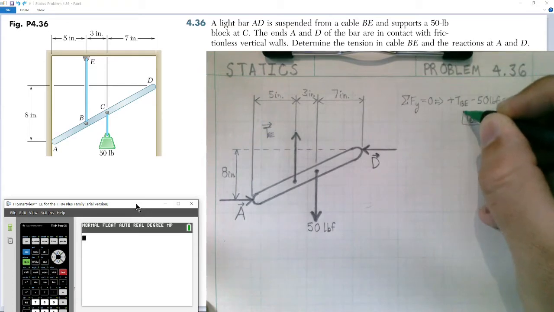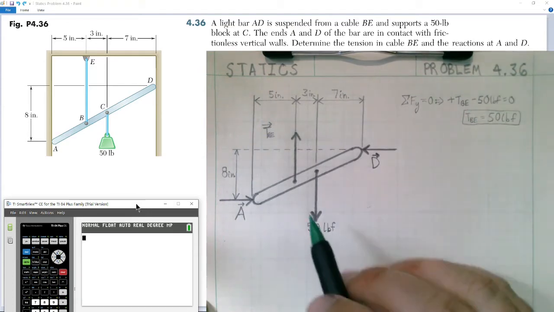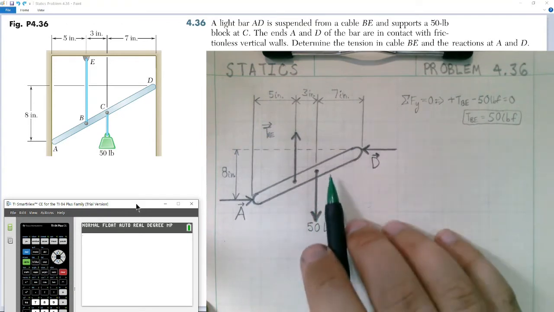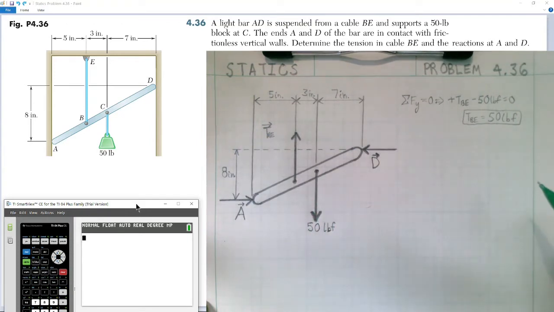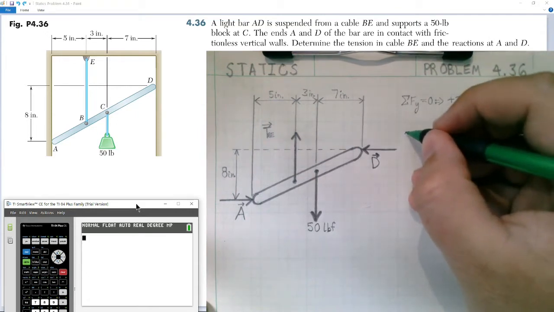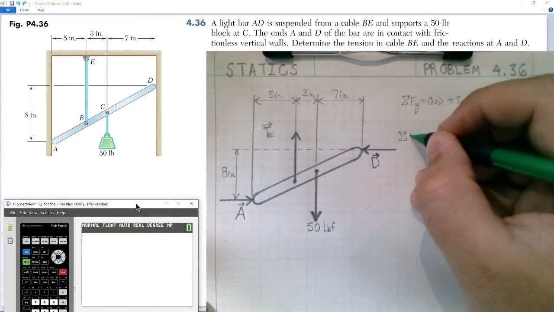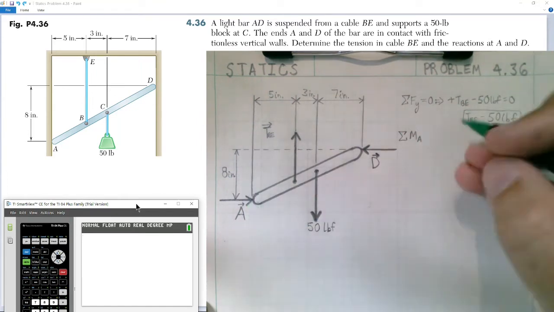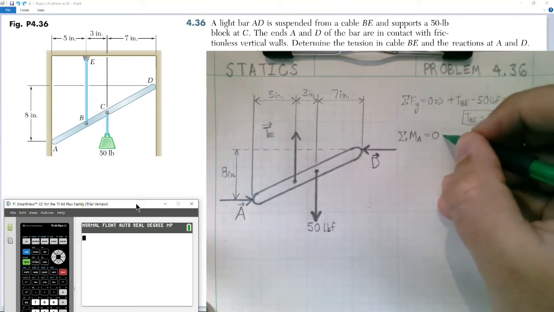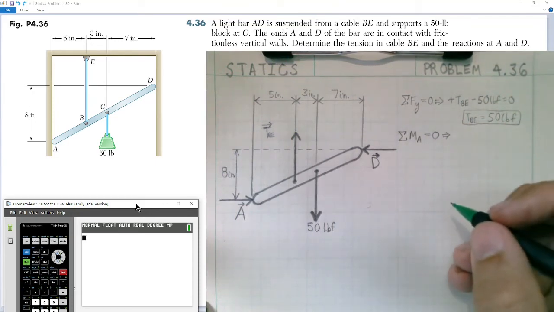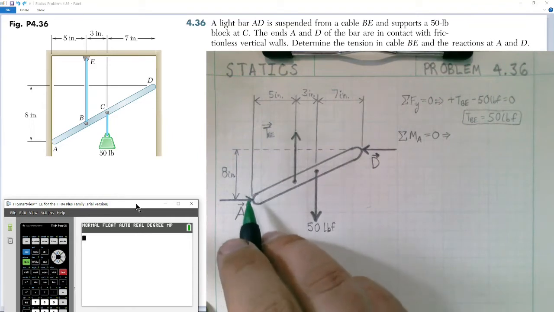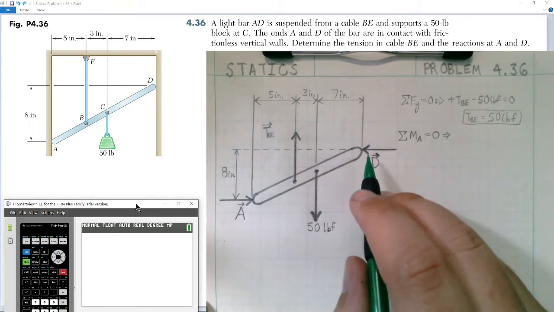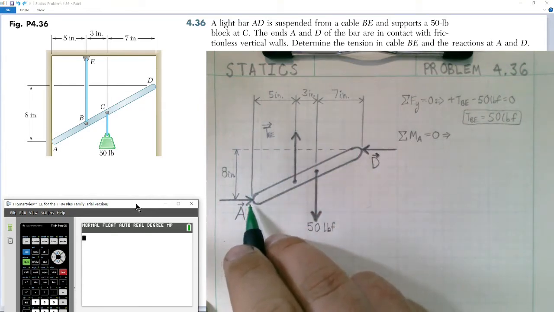So just like that, we've already solved for the tension in cable BE, knowing the tension is vertical going up, and that's counteracted by the 50-pound weight going down. Next, we can write our next equilibrium equation for the sum of moments. I'm going to pick moment about point A being equal to 0. We know it's in equilibrium, so it must be equal to 0. This tells us the moments of these forces added up about point A must equal 0.